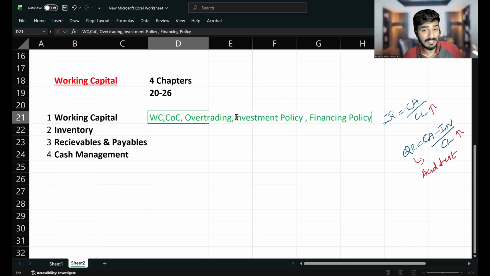Investment policy means how much, whether we should invest this much money. Financing policy means whether we should take the money from short-term capital or long-term capital.